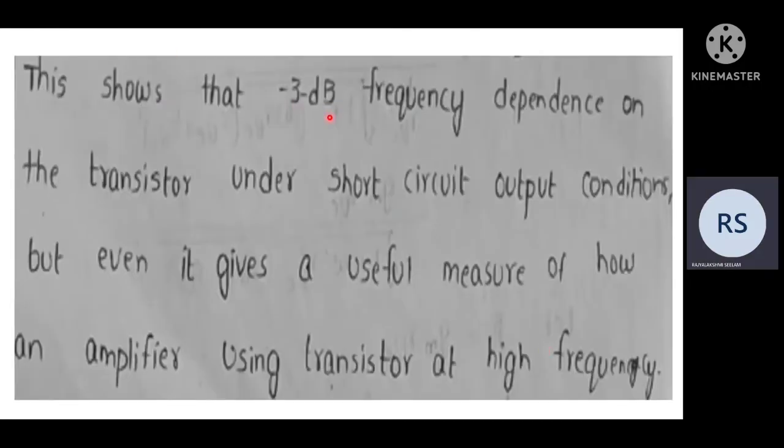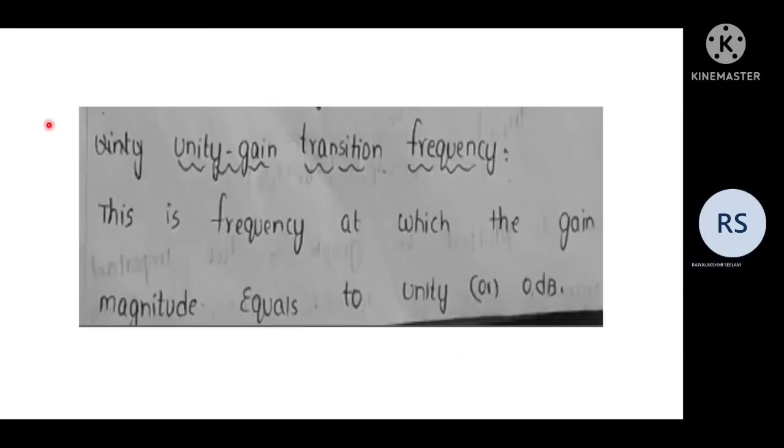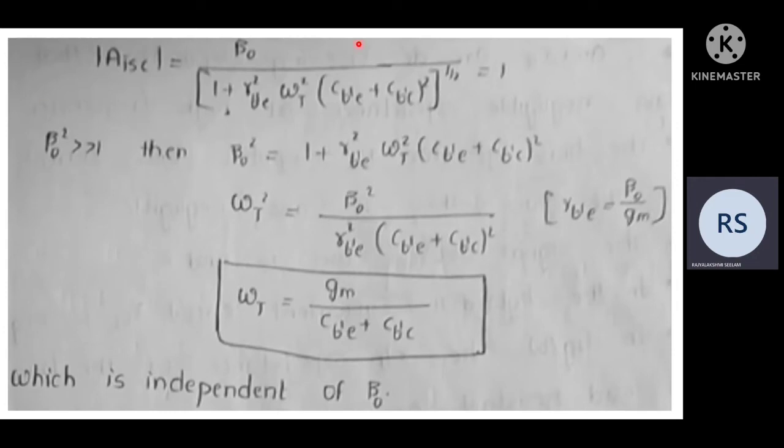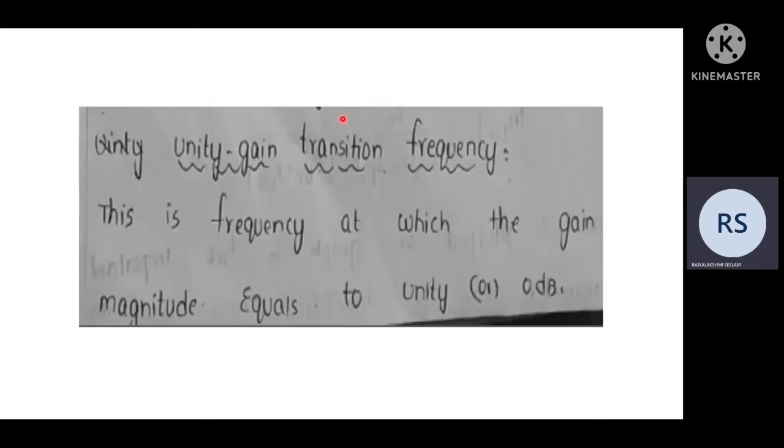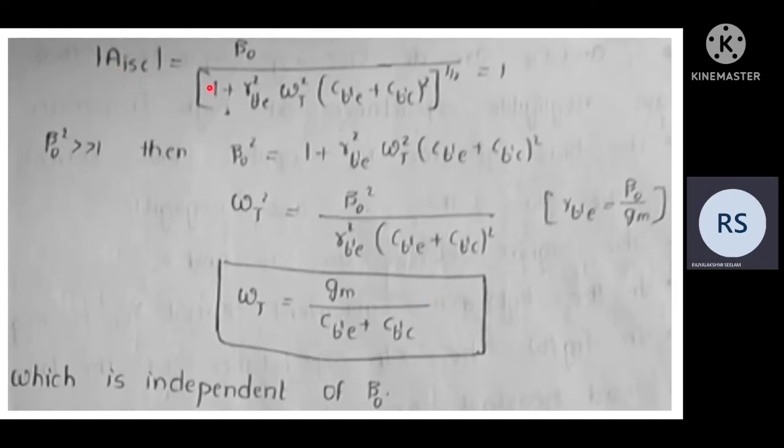So this shows the 3 dB frequency dependence on the transistor under short circuit output conditions. But even so, it gives a useful measure of how an amplifier using the transistor behaves at high frequency. Now the unity gain transition frequency is the frequency at which gain magnitude equals unity, or 0 decibels. So let us consider this one. The frequency at which the gain magnitude equals unity is nothing but the unity gain transition frequency. So we will equate mod A_isc with 1.